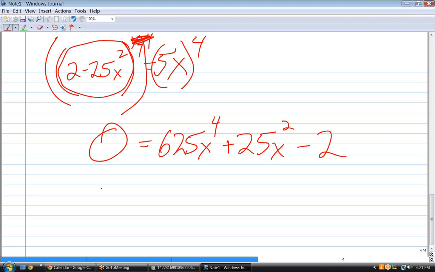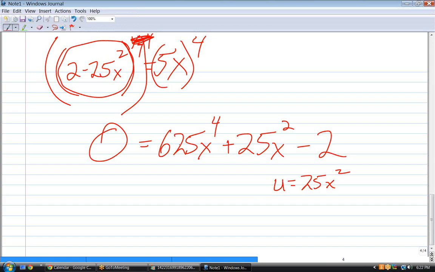This is a quadratic in disguise. It looks like a quartic, but the only thing a quadratic needs is for this term to be the square of this term. And in fact, let me show you the easiest way to do these. It's to use a technique called substitution. I am going to let u equal 25x squared. Okay?